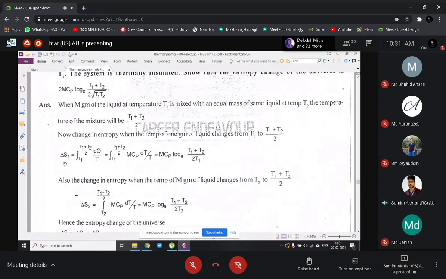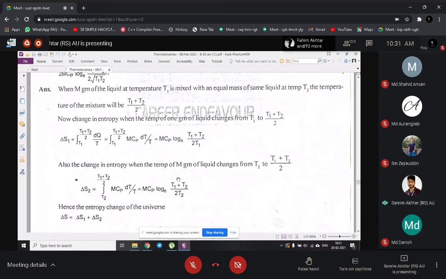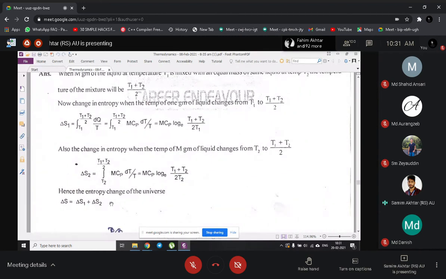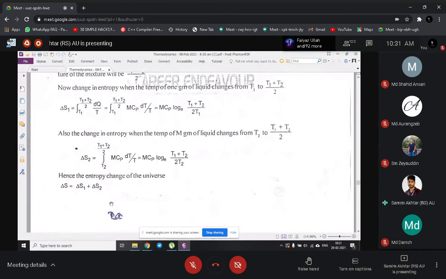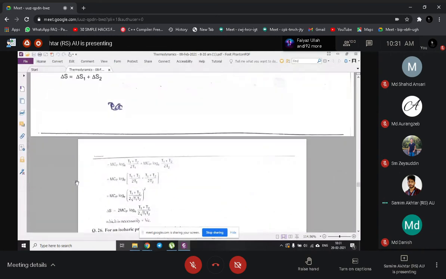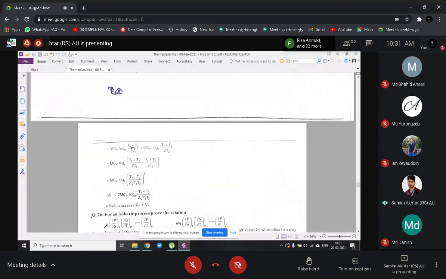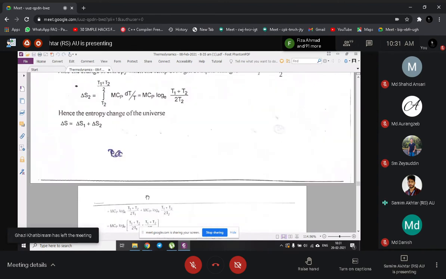That's why the entropy is written as delta S1, which is basically for T1 to (T1 plus T2) by 2, and delta S2 is the second process or second reservoir, T2 to (T1 plus T2) by 2, and the two expressions are given. Then the total entropy is basically the summation of the two entropies. So this is just mathematics, then you have to find out this expression, and this is a very important problem. Okay.